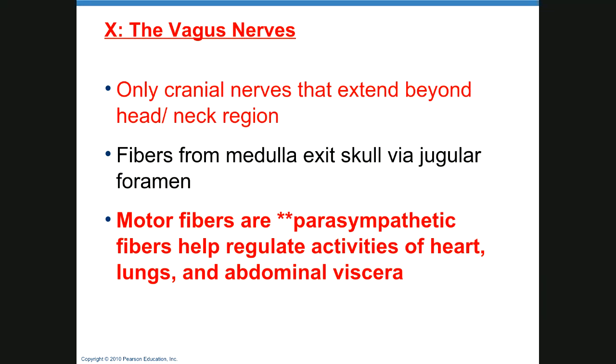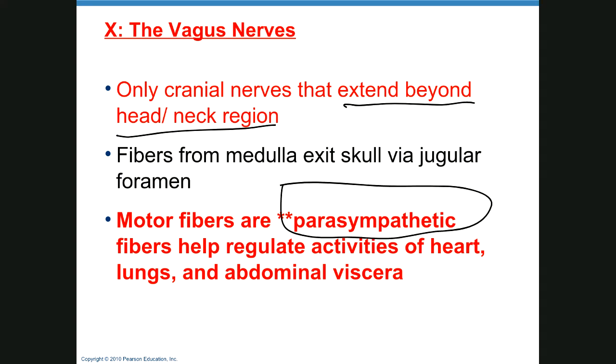Vagus is the exception. Vagus is going to travel all the way into the body cavities, into the thoracic cavity and the abdominal pelvic cavity, and it's going to innervate organs within those cavities. So it is the only cranial nerve that extends beyond the head and the neck regions. It is a parasympathetic nerve. It helps regulate the activities of organs in the abdominal pelvic area and the thoracic area, heart, lungs, and all of the abdominal viscera. So this is the motor function of the nerve.